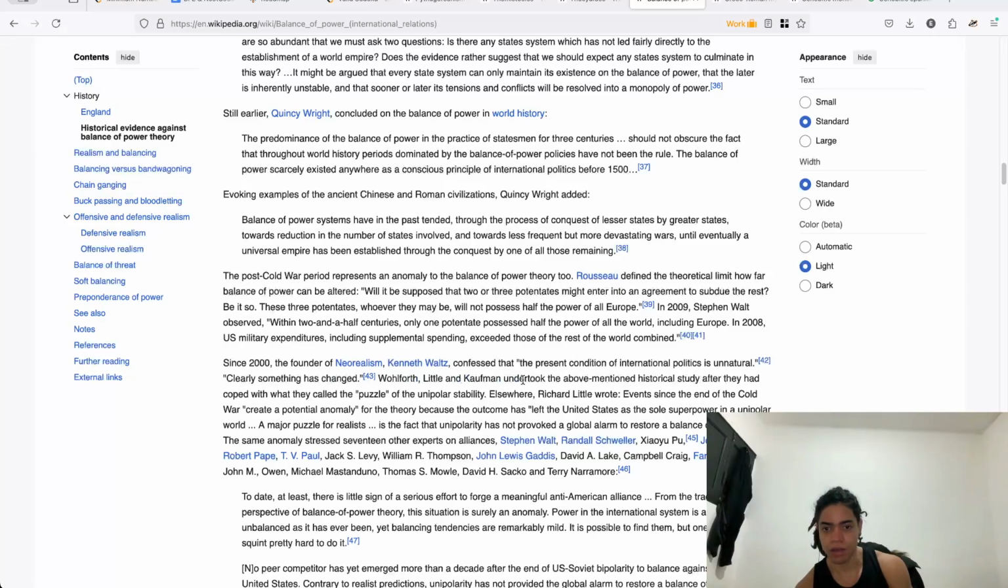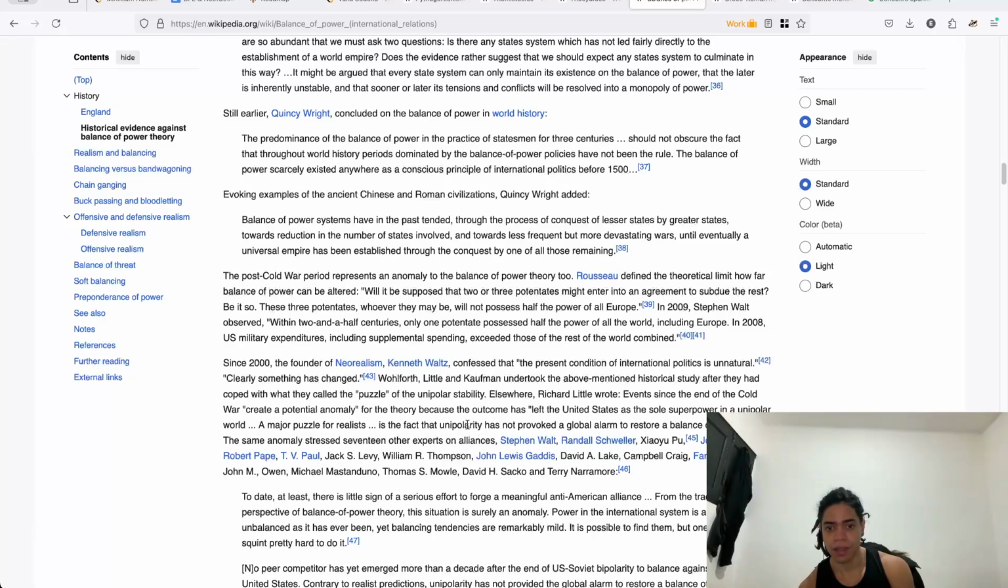Wohlforth, Little, and Kaufman undertook the above-mentioned historical study after they had grappled with what they call the puzzle of unipolar stability. Elsewhere, Richard Little wrote that the end of the Cold War created a potential anomaly for the theory, because the outcome has left the United States as the sole superpower in a unipolar world, a major puzzle for realists.